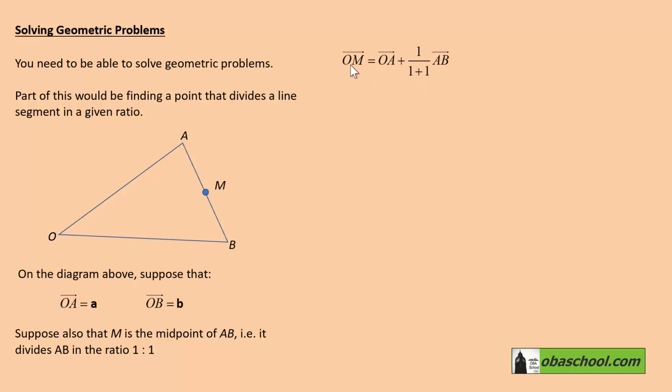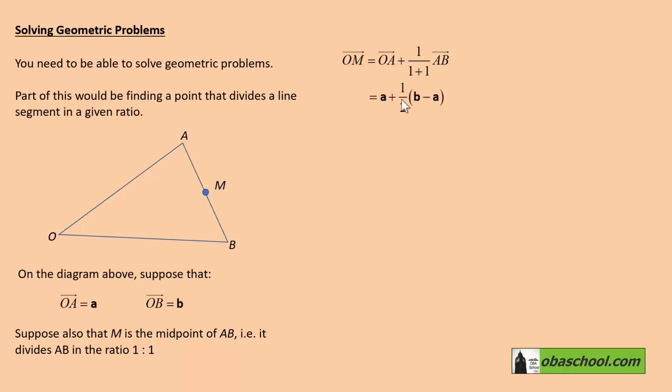OM, let's think about how we can get there. We can go along OA, and then we can go part way from A to B. And because this is in the ratio 1 to 1, we do 1 divided by 1 plus 1, or just a half AB. Now, if you think about it, that makes sense. If M is the midpoint, to go there from the origin, we can go to A and then go halfway to B.